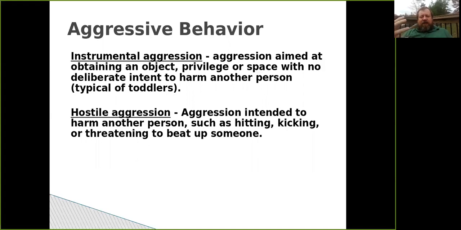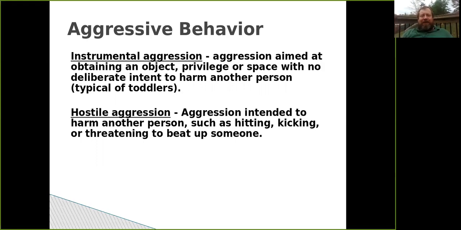And the toddler, because of their limited vocabulary, their limited experience and strategies, they don't have a better way of asking for it or negotiating for it or saying, hey, let me see that when you're done, or hey, I'll trade you this for that. The first strategy they have is to push the child out of the way. Now we see instrumental aggression decline as children enter the preschool and especially the elementary school years. It goes down. It doesn't ever completely go away.